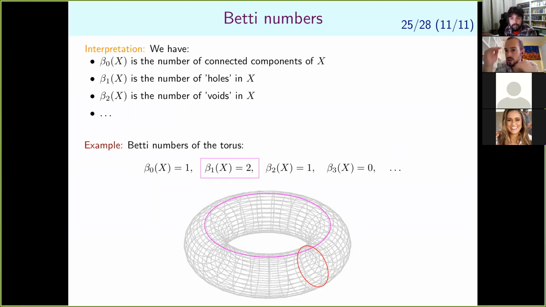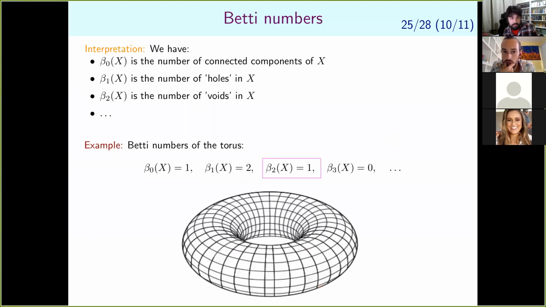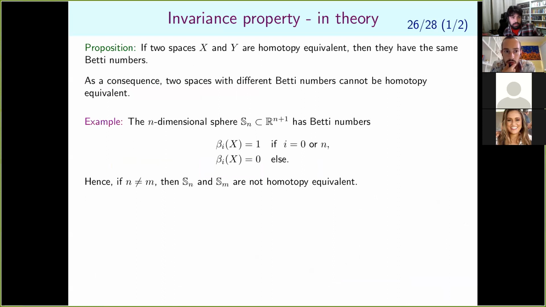Is there any relation between Betti numbers? Is that the question? No, my question is, if you can go back to the slide where the proposition for the Betti numbers is. So if you say that they are homotopy equivalent, they have the same Betti numbers, right? But if they have the same Betti numbers, then they have the same beta naughts. And if they have the same beta naughts, then they have the same number of connected components. So this implies the first one. Is that right? Yeah.